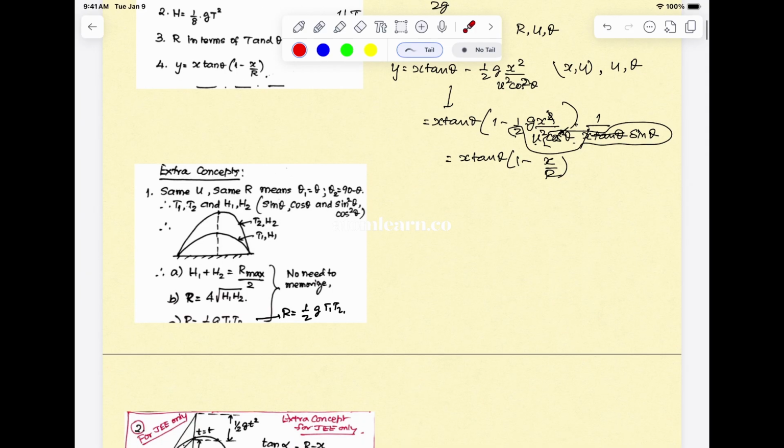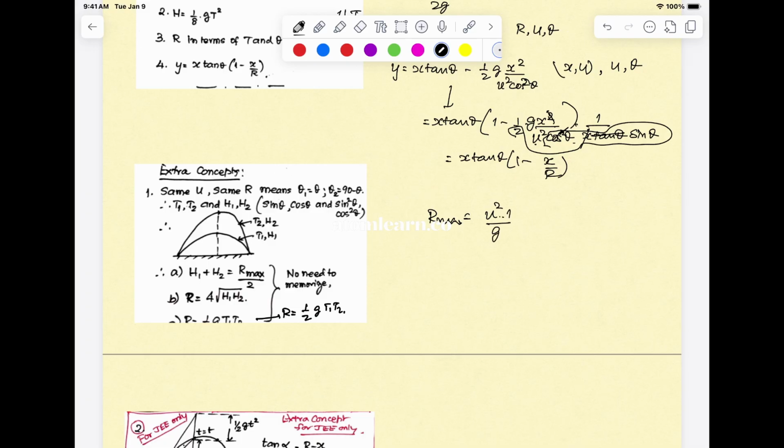Then, out of this, there are some relations which can be developed. What are the relations? Take relation A, which says h1 plus h2 should be equal to r max by 2. We already know what r max is. R max is the maximum range which can be attained by means of theta equal to 45 degrees. Therefore, you put theta 45 degrees in, sin 2 theta becomes 1. Therefore, the r max, or the range max, is given by u squared, sin 2 theta becoming 1, divided by g.